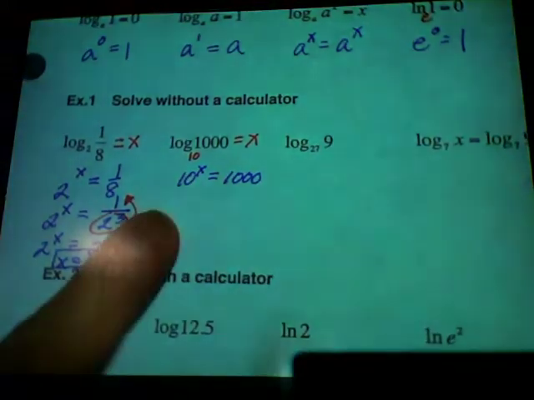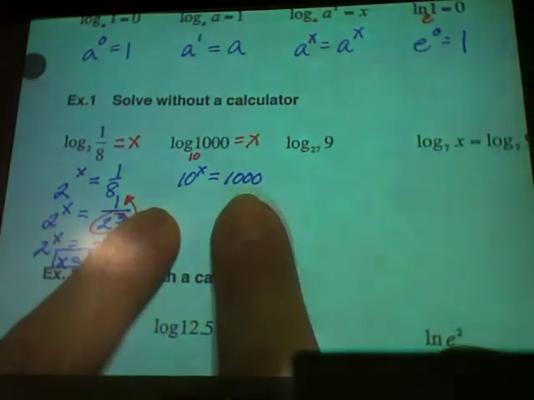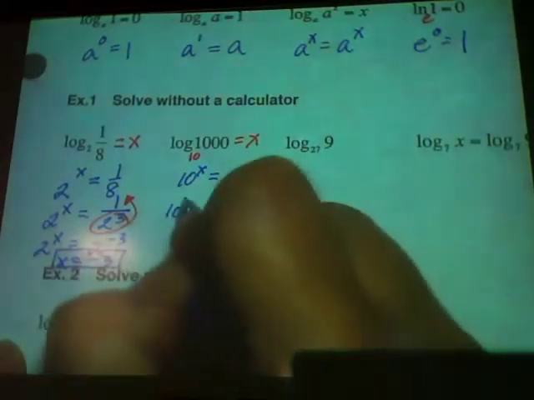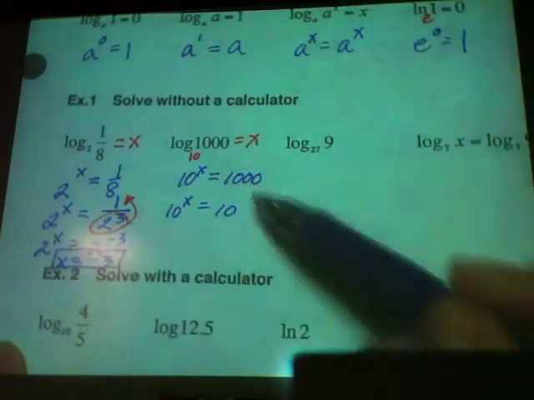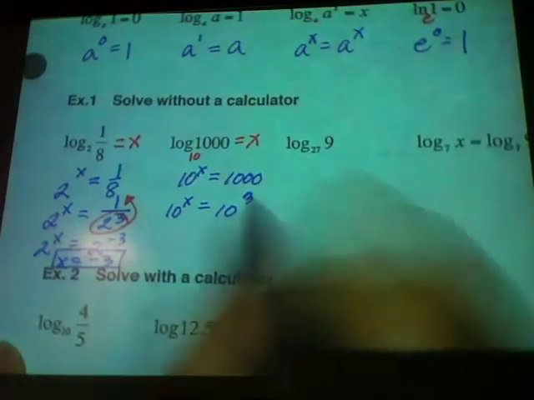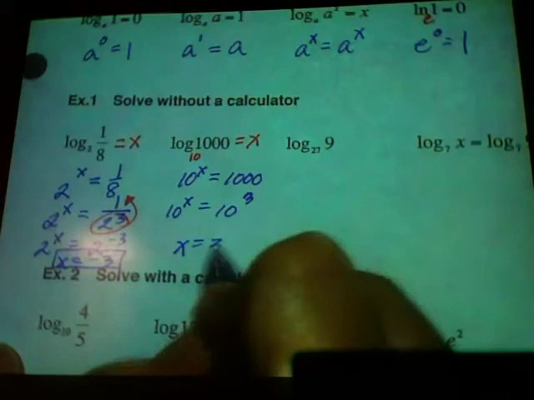Because your base is 10, can I convert that to a base of 10? So I've got 10 to the x is equal to 10 to the, how many 10s will it take to get 1,000? 3. So what does x equal? X equals 3.